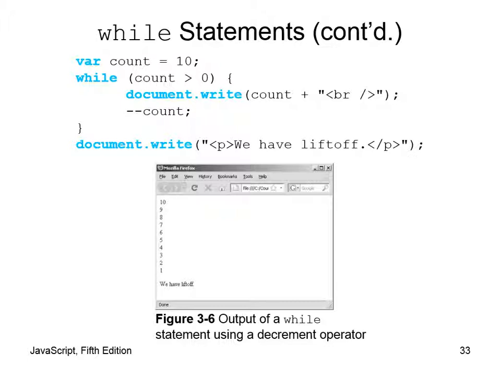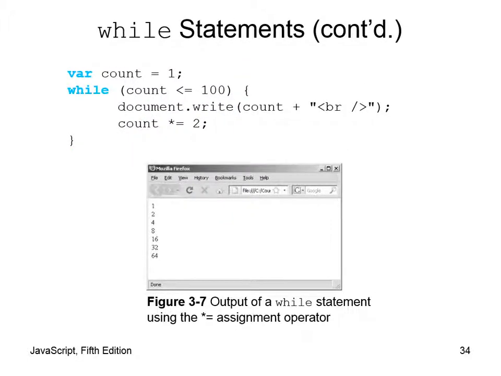We have lift off. You think they're talking about NASA, I guess. Count is less than or equal to 100. We're going to multiply by 2's. And if you haven't figured it out, that's the base 2 numbers. Binary. Subnetting.